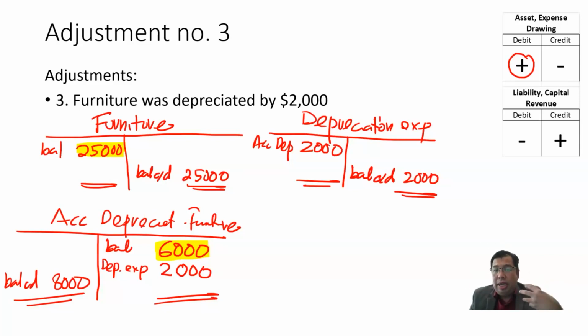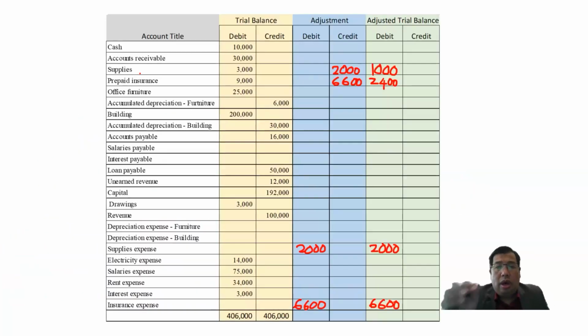So what is the effect? This depreciation is an expense, as I mentioned before. So for the increase in the expense, you're going to debit by 2,000. And this amount will increase your accumulated depreciation by 2,000. So that is the reason why I credited the accumulated depreciation account by 2,000. So the accumulated depreciation increases from 6,000 to 8,000. So how are you going to do this in your worksheet? Let me show you how you're going to do this.